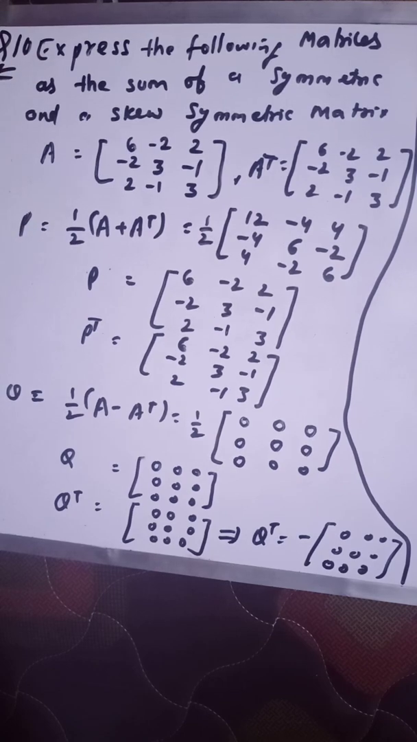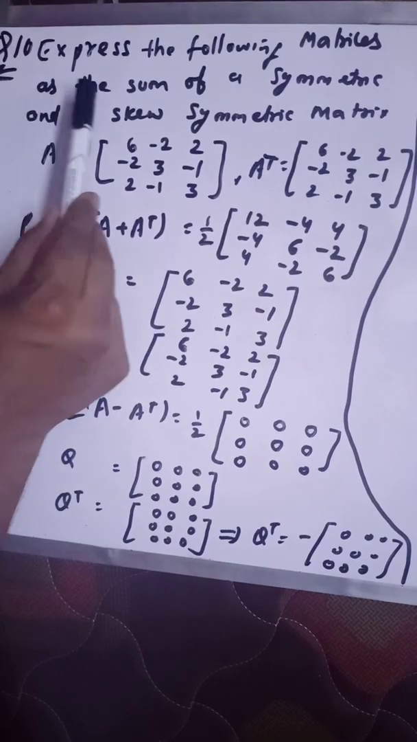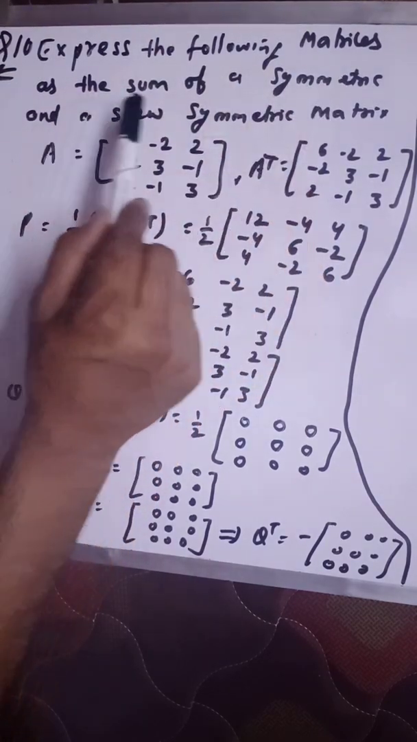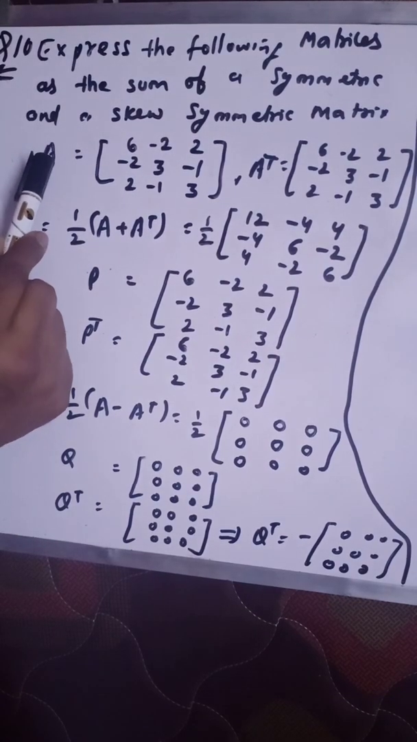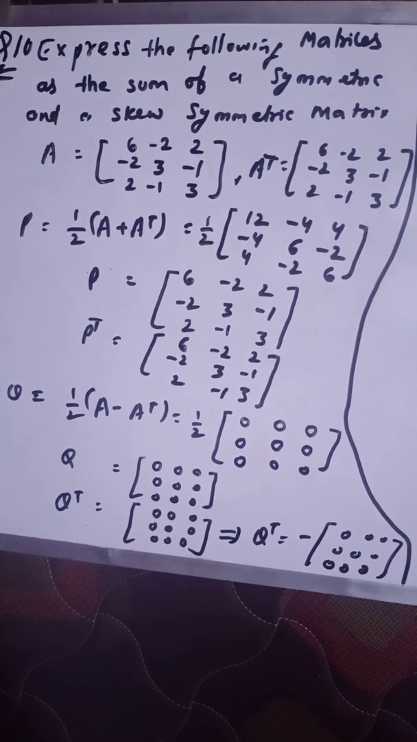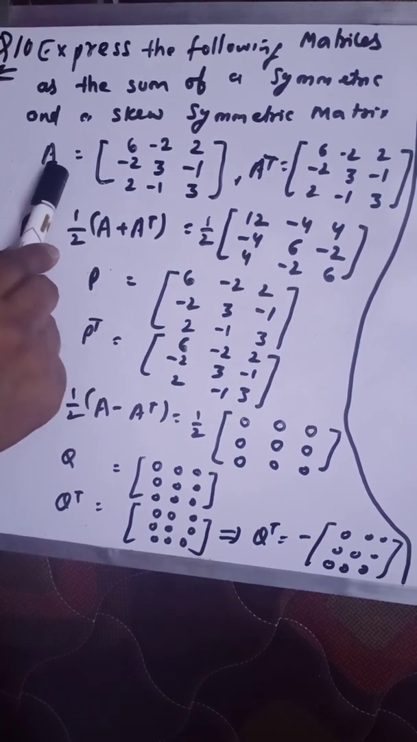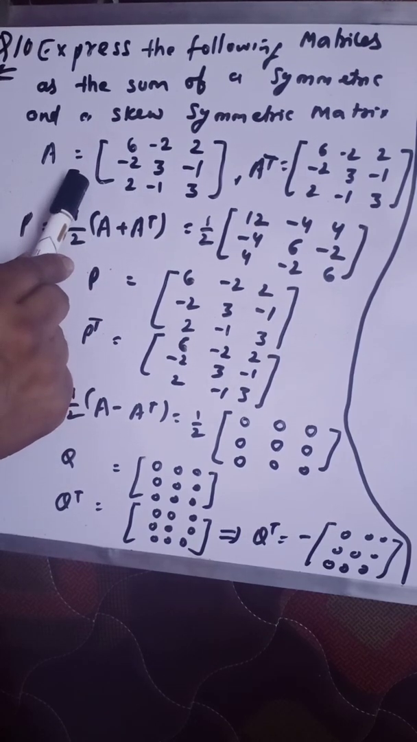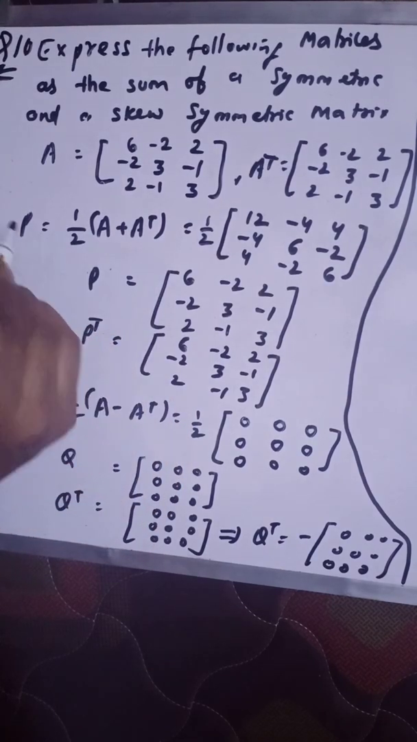The question is: express the following matrices as the sum of a symmetric and a skew symmetric matrix. That means a matrix A is given to us, and we have to express this matrix A as the sum of a symmetric and a skew symmetric matrix. Got it? I have told you in the previous video.